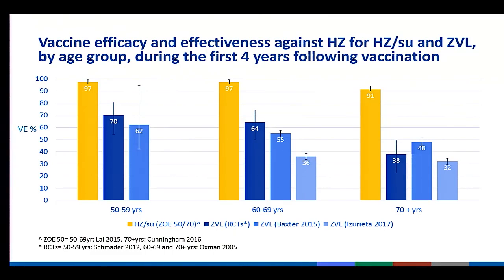This graph depicts vaccine efficacy and effectiveness against herpes zoster for herpes zoster subunit vaccine and zoster vaccine live by age group during the first 4 years following vaccination. The horizontal axis is separated into 3 age categories. Efficacy for the subunit vaccine is depicted by the yellow bars, and efficacy for zoster vaccine live is depicted in dark blue, and observational studies of the estimates of zoster vaccine live are in lighter blue. As you can see, the subunit vaccine is more efficacious in each age category, and the difference is larger amongst older recipients.